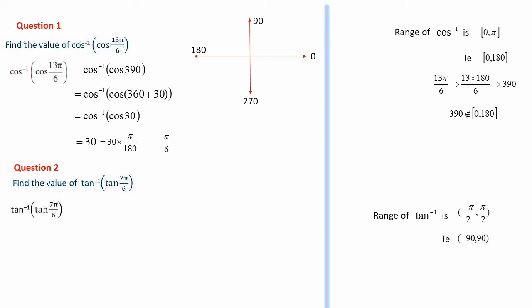And let's check this 7 pi by 6 in degrees. 7 pi by 6 is 7 into 180 by 6. Here also 6 and 180 can be cancelled 30 times. 7 into 30 is 210. Clearly 210 is not within this range. So 210 does not belong to open interval minus 90 comma 90. So we have to convert this one, 7 pi by 6, which we have calculated here as 210 in degrees.